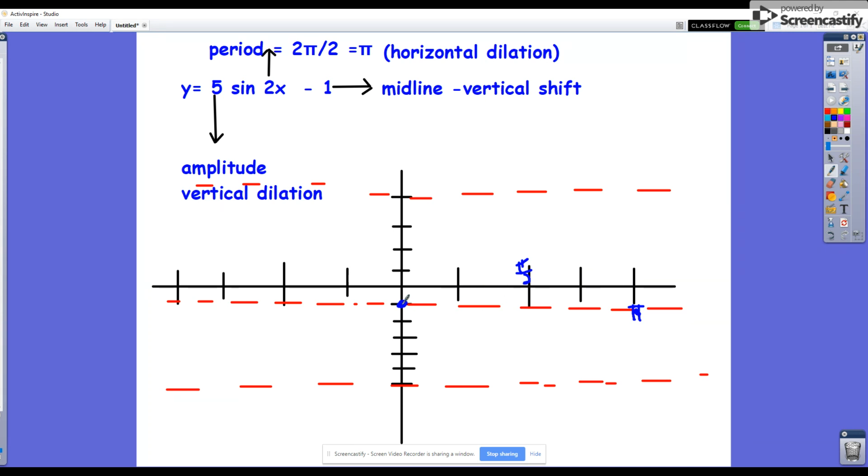So I start on the center line, and then I went to my period, and I plotted on the midline again. And then halfway between those two, at pi over 2, I'm going to be on the midline again. And then halfway between these points on the sine curve is going to be a maximum. So at pi over 4, I have a maximum, and then at 3 pi over 4, I'm going to have a minimum.